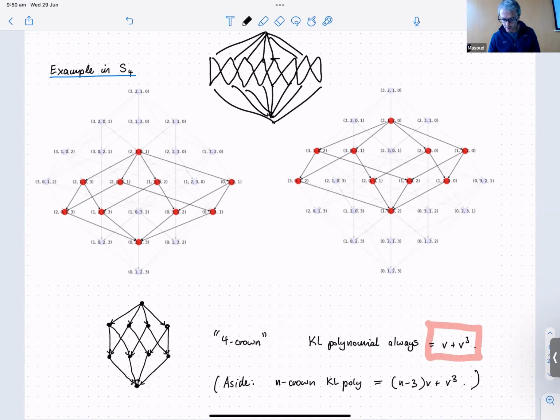So if we did a 3-crown, we'd get something like this picture. So this would be a 3-crown. And here the Kazhdan-Lusztig polynomial is v cubed. And can someone reconcile that with something that I said earlier? Exactly. It's 3-regular. Yeah. And so, kind of beautiful, yeah?